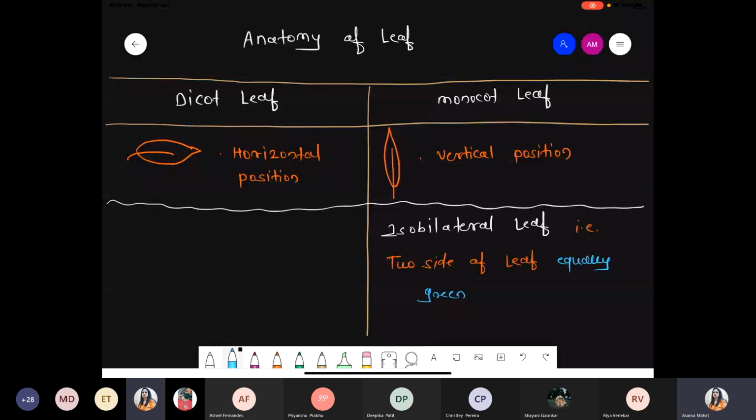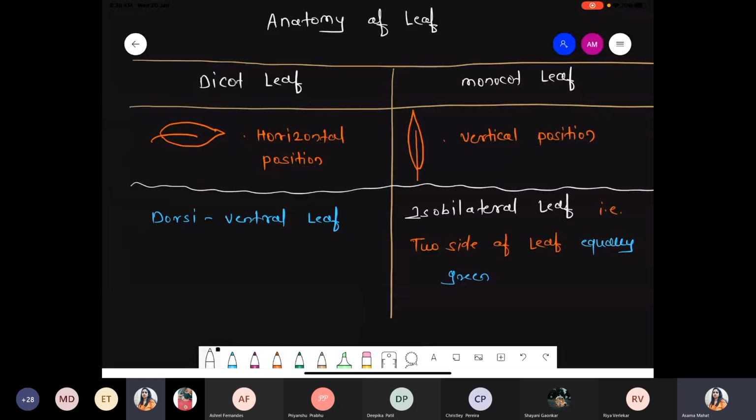But when you compare this point with respect to the dicot leaf, basically they show a dorsiventral leaf condition. And why do we call it dorsiventral? Because in the dicot leaf, the upper side and the lower side have variation in color. If you see the dicot leaf, the upper side is dark green and the lower side is light green, right? So that's why we call it the dorsiventral leaf.